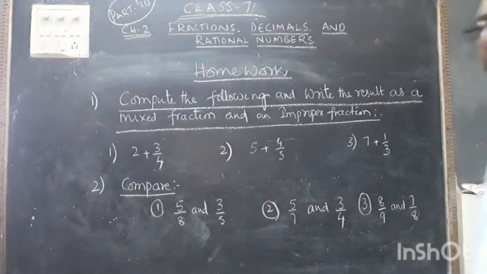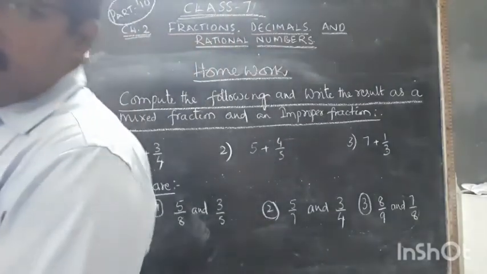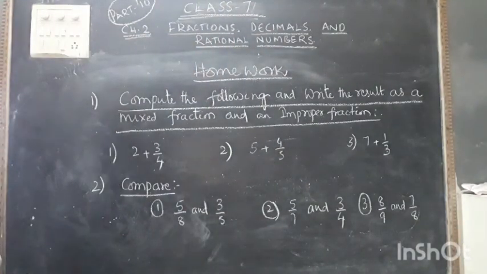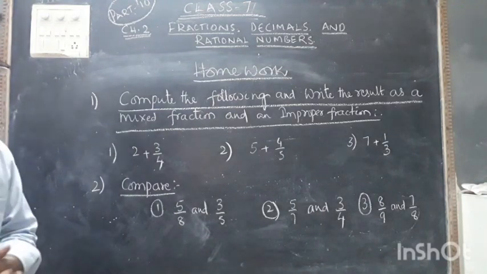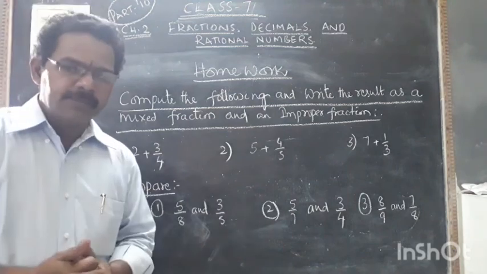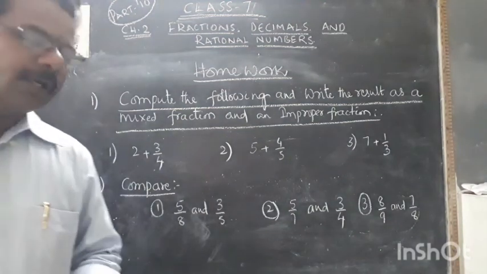Okay. In the next video, we shall discuss exercise 1 of this second chapter. In that exercise 1, we have nearly 10 or 12 sums, some working sums, some ordinary sums. Those we can complete.